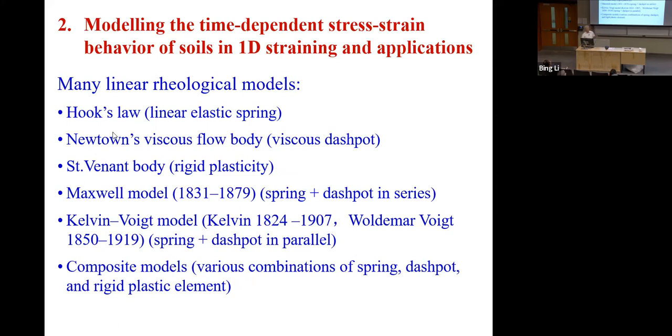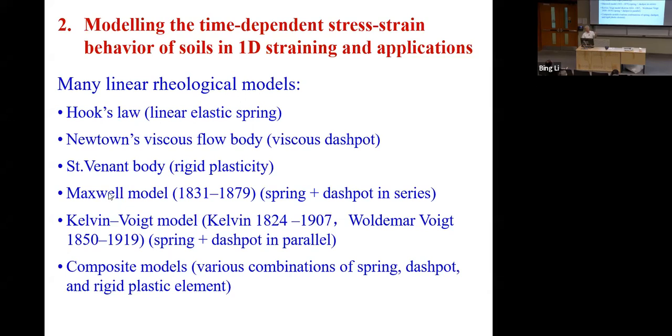There are many linear models or linear rheological models. Hooke's law is considered to be a linear elastic spring model, no rheology there, but it is a linear model. And Newton's law is a rheological model. It is a viscous flow body, a linear rheological model. The St. Venant body is for rigid plasticity, one extreme. And the following models are linear rheological models.